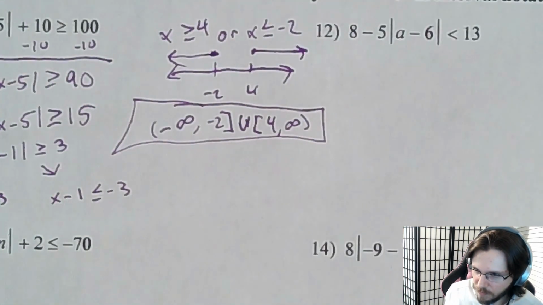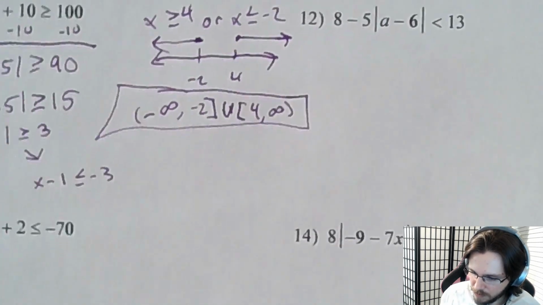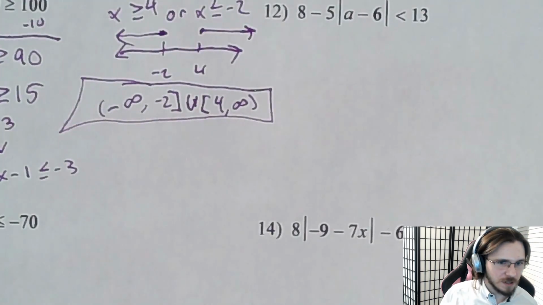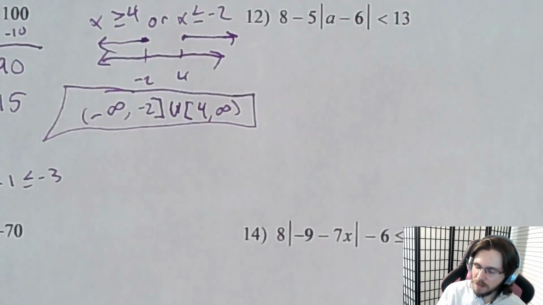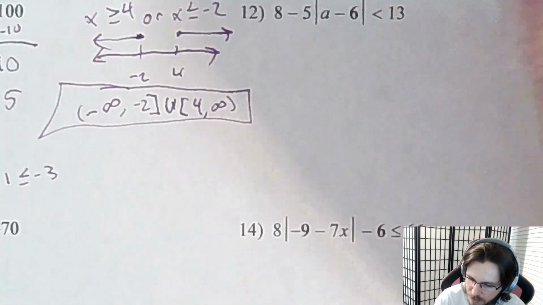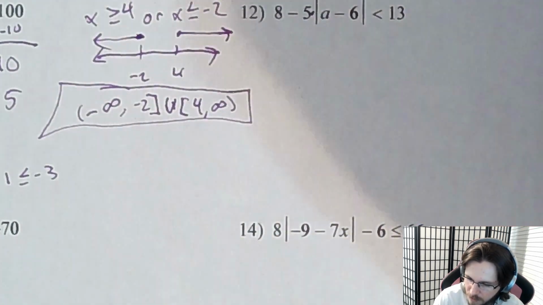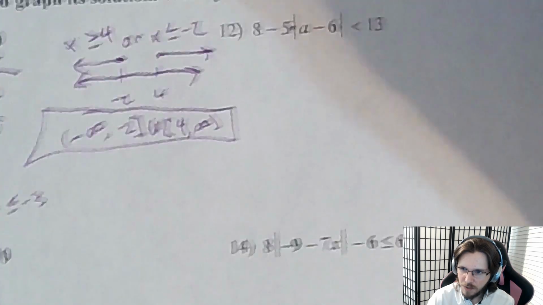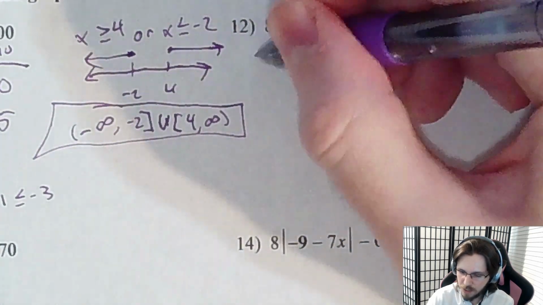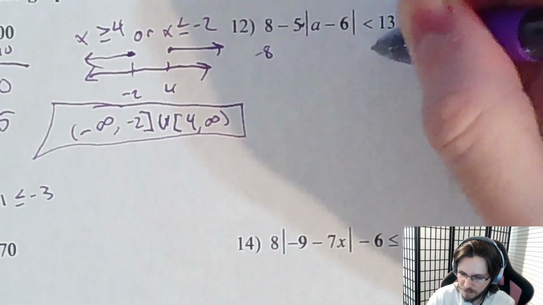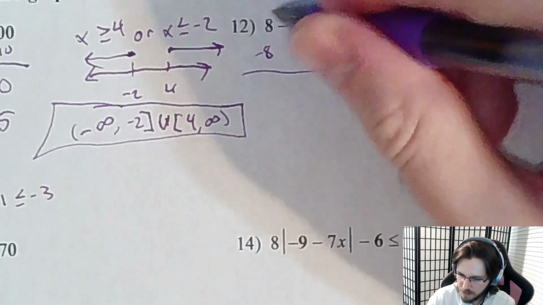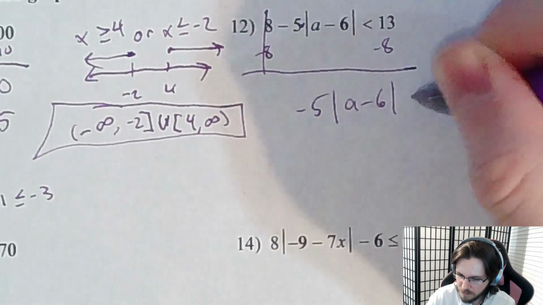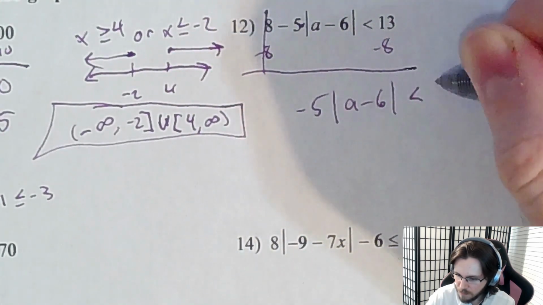Let's see, I don't even know if I'm going to have enough room here for number 12. Actually, I know I'll have enough room for number 12. For number 12, first step, don't forget, just like on this question where you had to subtract 10 on both sides, this is multiplication, so you need to subtract 8 on both sides. Don't by mistake do 8 minus 5 first. That would be a disaster. You get negative 5, absolute value, a minus 6, absolute value less than positive 5.